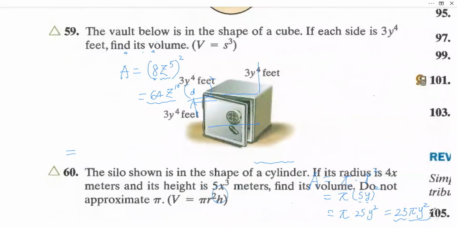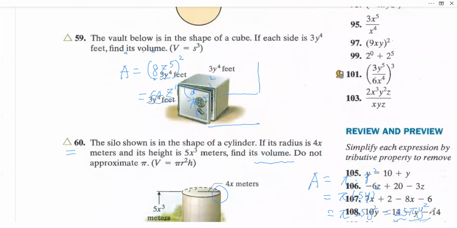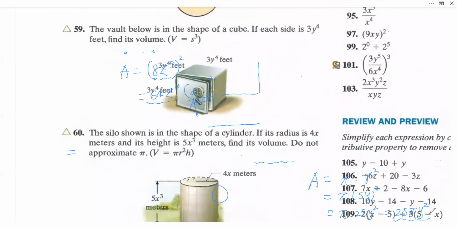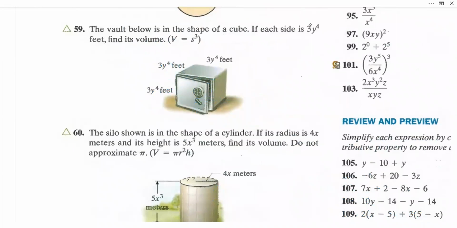Let's see 59 and 60. Let's see 59. The solid below is in the shape of a cube. Each side is the same number, right? So find the volume. So volume equals side cubed. The side is right here, so we'll replace it.